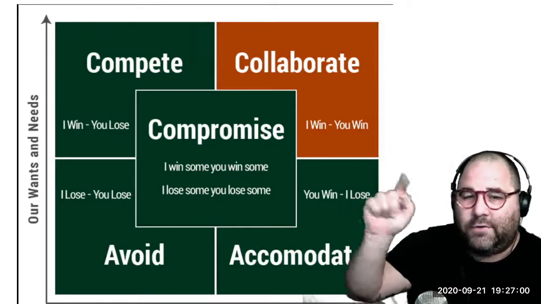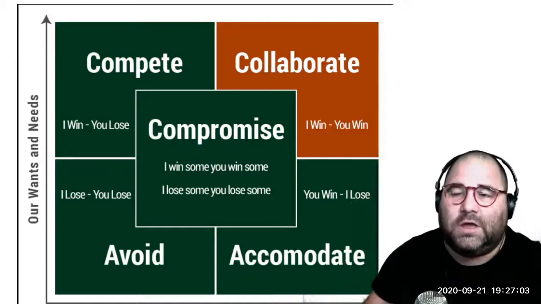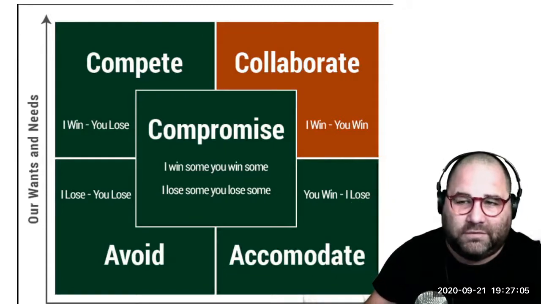This is the golden unicorn fantasy. This is the hard part of negotiation. But most of the time, we're going to end up in this area of compromise. Avoid competing, accommodating, and avoiding.